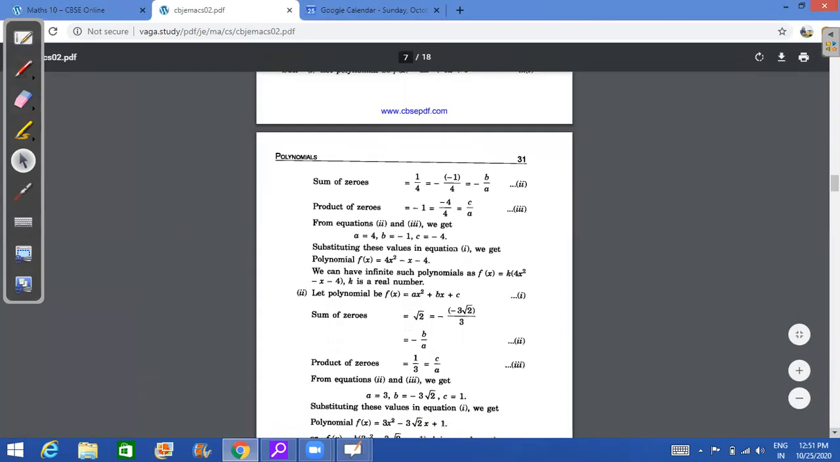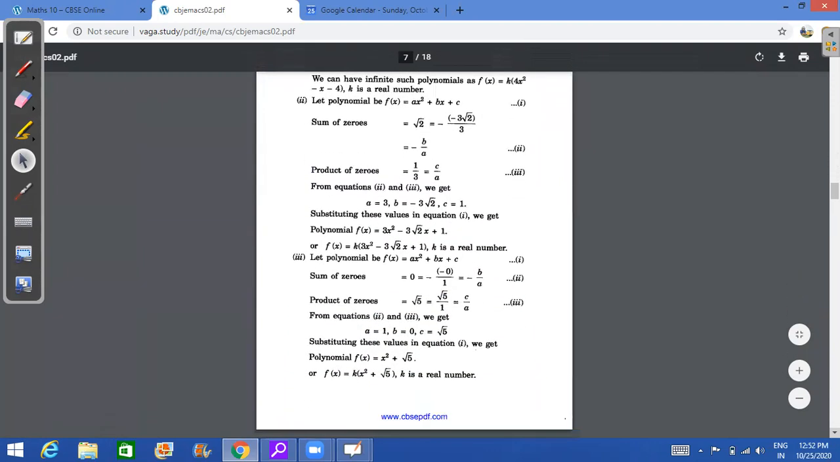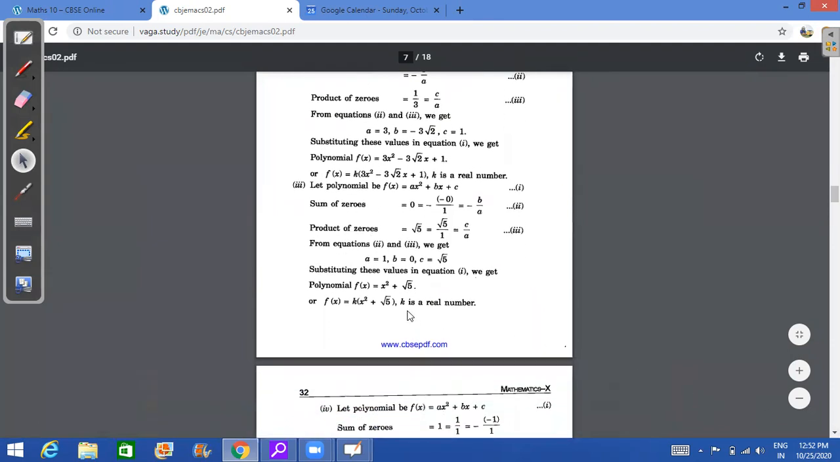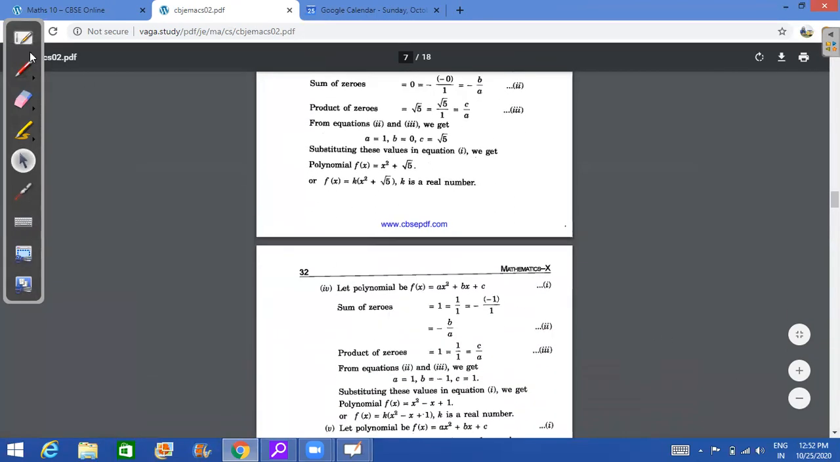But as I discussed, the answers are going to match as per the NCERT. You will get x square plus root 5. But as I told you, if you put k, that is not wrong, because k is any real number. Any number multiplied by this polynomial, the answer is going to still remain the same. So in your final answer, if one polynomial is asked, x square plus root 5 is correct. And if you want more polynomials, you can multiply this by any number where k is any real number. So you can write the answer as k times x square plus root 5, right? So that's how we do these questions.